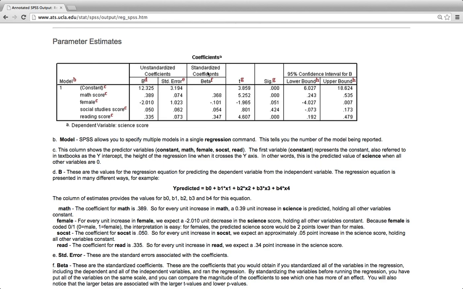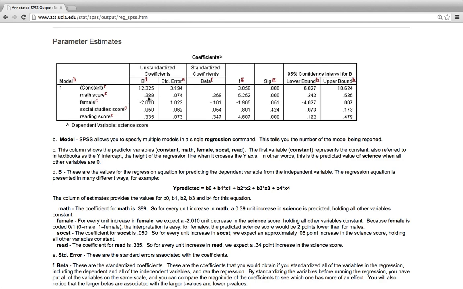But then it also creates what's called the standardized coefficients, which we call beta. And that's what we're going to learn about in this video. It comes out in this column under T and gives your test statistic. It calls the p-value sig, and then they've included the 95% confidence interval.